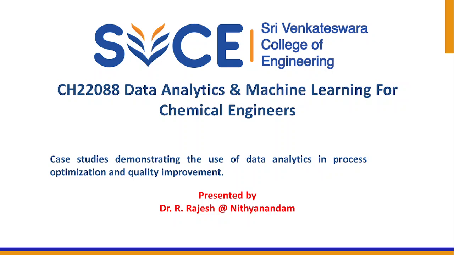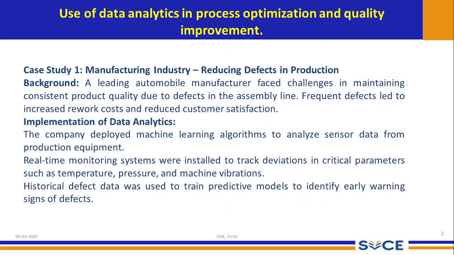We are going to see some case studies demonstrating the use of data analytics in process optimization and quality improvement. The first two case studies are not from a chemical engineering perspective, however, they also come under the category of process optimization and quality improvement. Case study 1 is from the automobile industry, whereas case study 2 is going to discuss the healthcare industry. The remaining case studies are purely from a chemical engineering perspective. So, this is what I am going to cover in today's lecture.